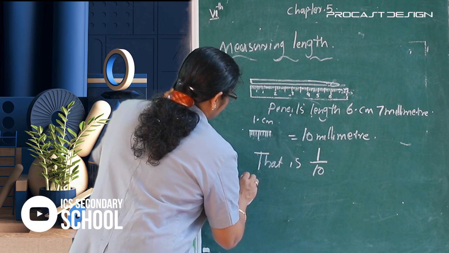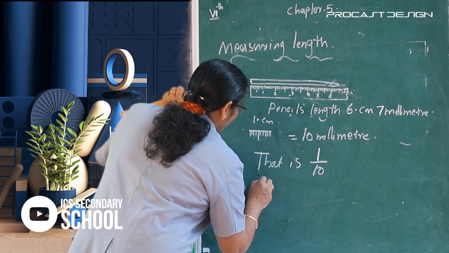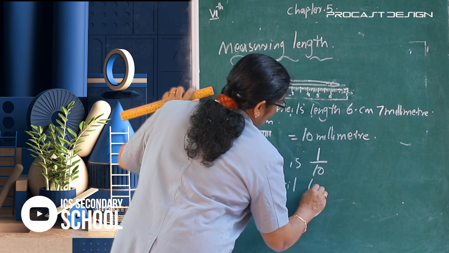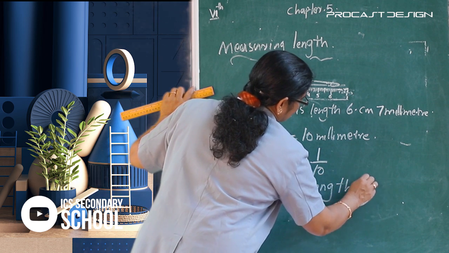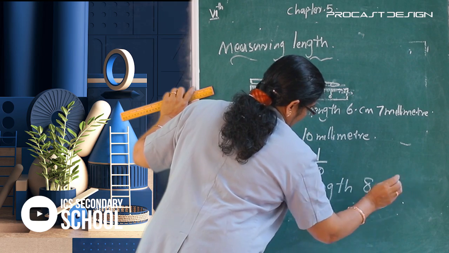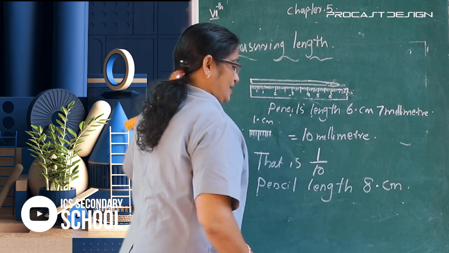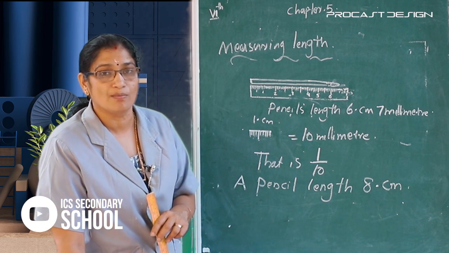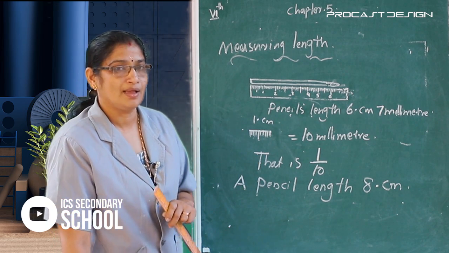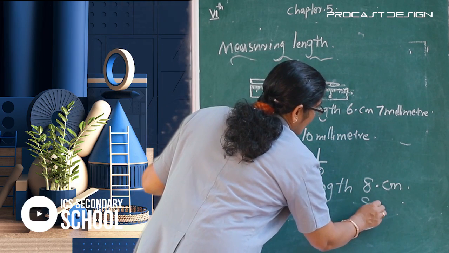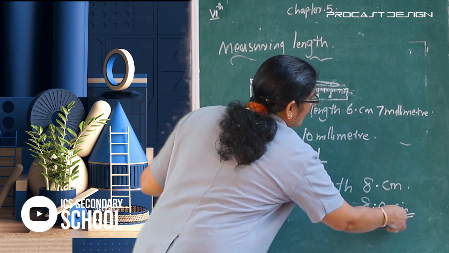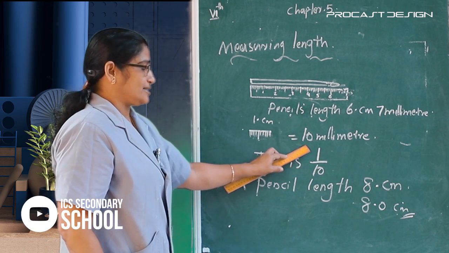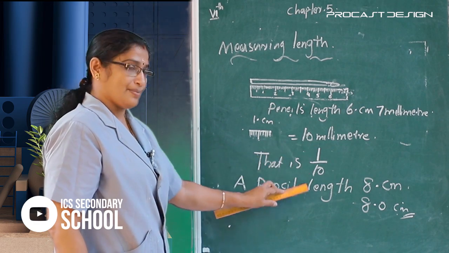Next, a pencil length 8 centimeter. How can we convert to decimal form? 8.0 centimeter. This is the decimal form. 1 centimeter is 10 millimeter, that is 1 by 10.